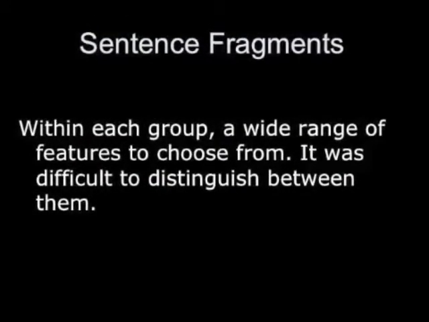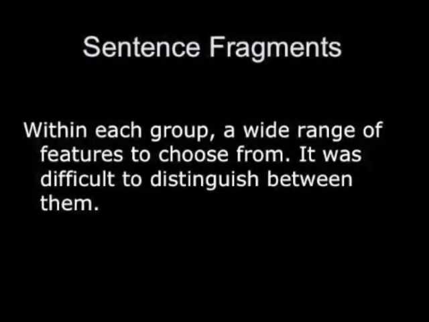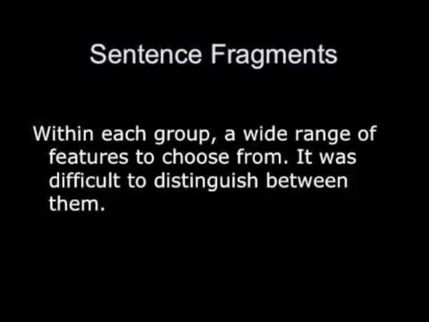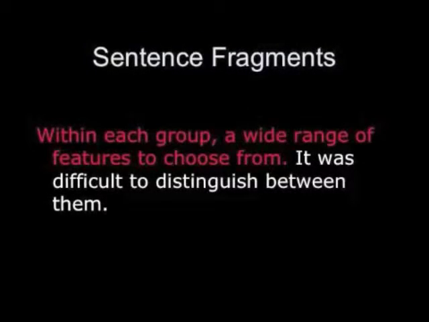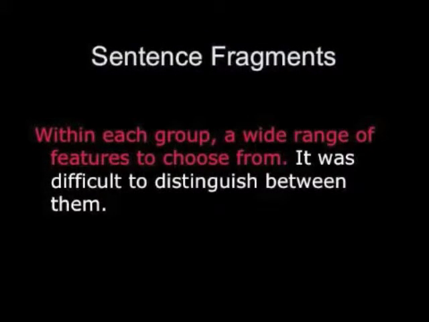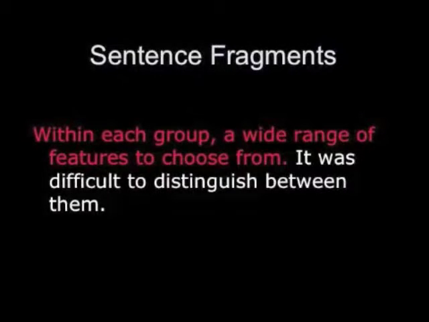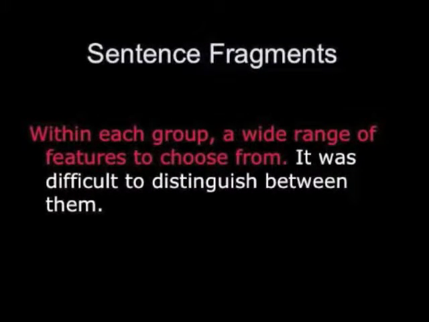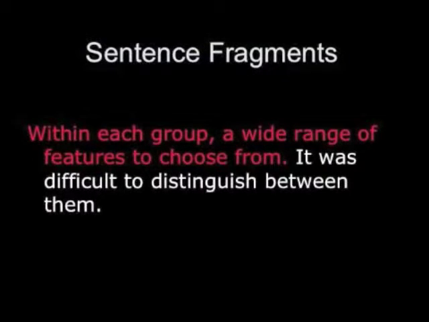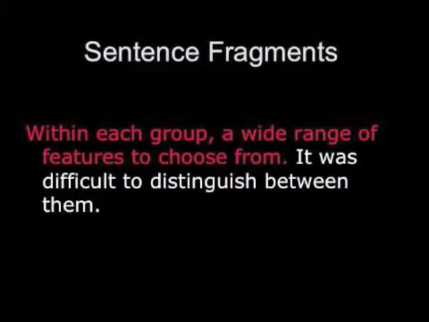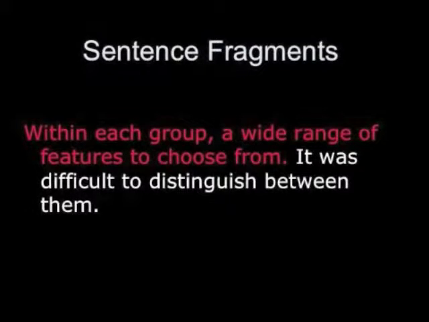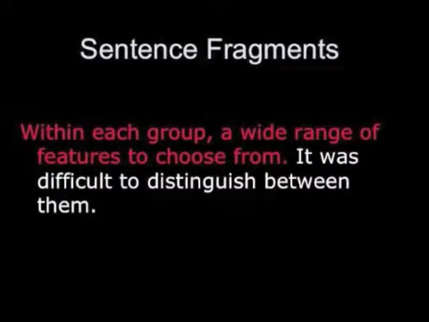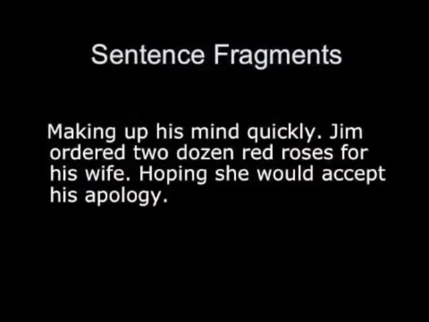Here, another example: "Within each group, a wide range of features to choose from. It was difficult to distinguish between them." Is there a sentence fragment here? Yeah, the first sentence is. Even though we have the verb "choose," it's in the phrase "to choose." In other words, it's called an infinitive phrase. And infinitives can't be the main verb of a sentence either. You can't "to choose" something. You can have "chosen," you can "choose," you "will choose," but "to choose" is just the general concept of choosing, so it can't stand by itself as the main verb.